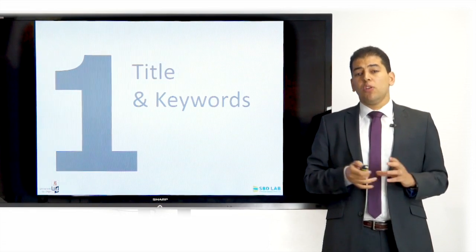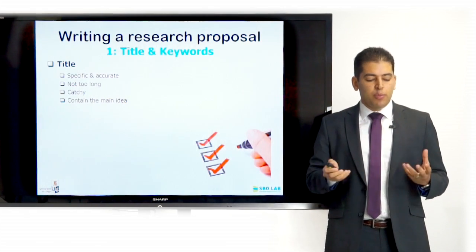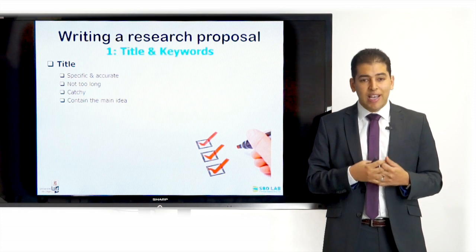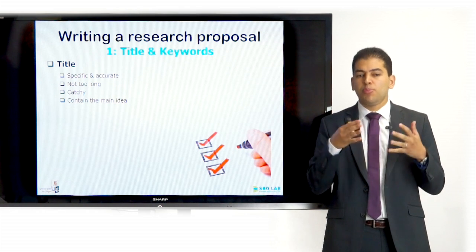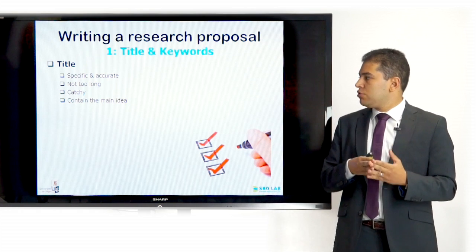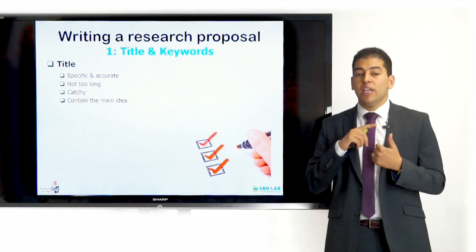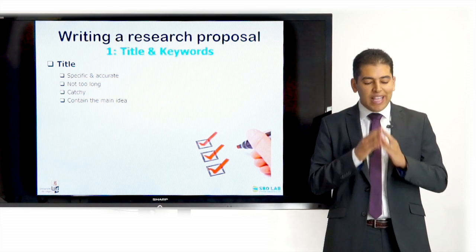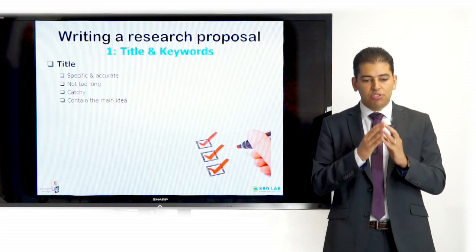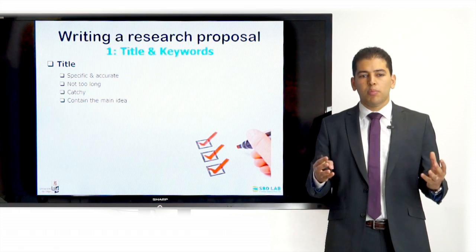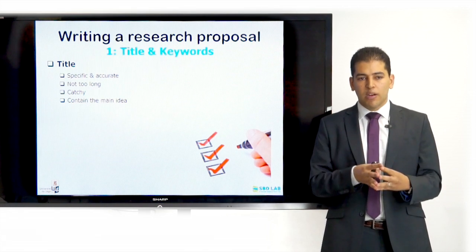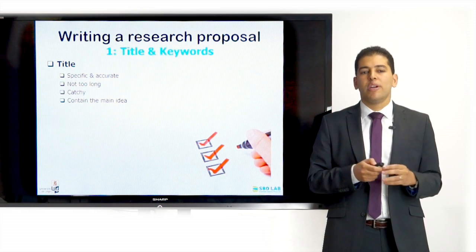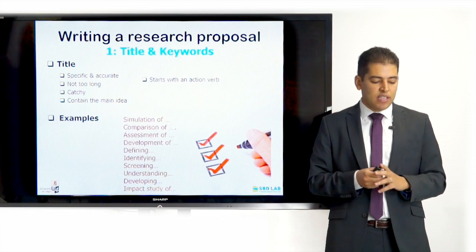Well, when I'm talking about title and keywords, this is very important. Why? Because a title and keywords are not an easy task. A title in general should be catchy and should be precise. So these are some rules that you should follow to have a good title. It has to be specific, accurate, not too long, catchy, and it has to contain the main idea. I should read the title and figure out most probably what this thesis or this dissertation is about. So you have to look at the title, revise it and think about it.